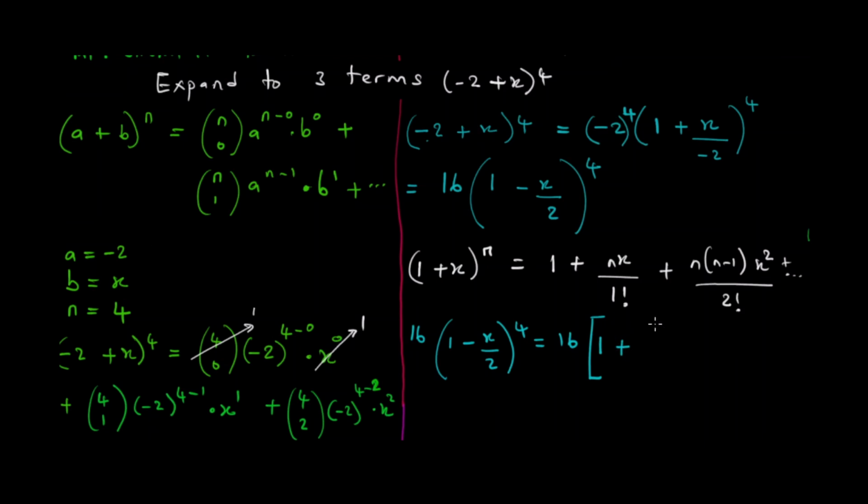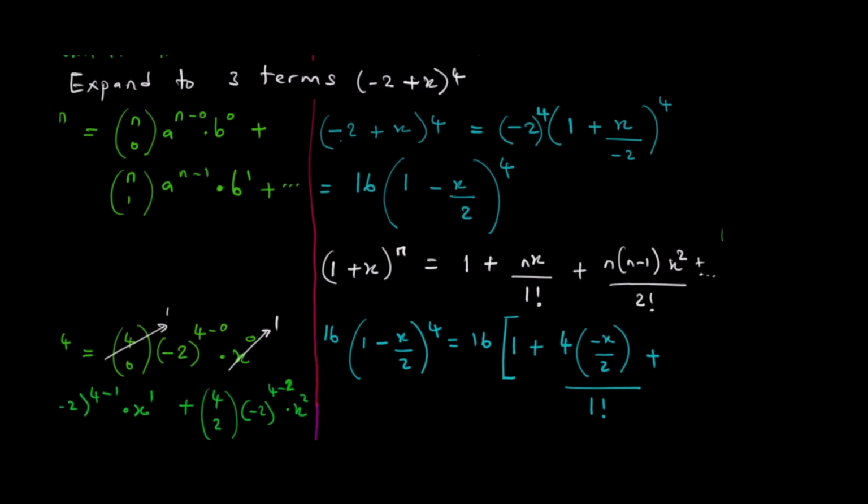So for our second term we say n, 4, times our x, which is minus x over 2, like this, dividing by 1 factorial, plus we put in the last term. So for our last term, we have n, which is 4, multiplied by 3, from 4 minus 1, then x squared, it's minus x over 2 squared, all over 2 factorial, like this. If we write it like so, we are done.